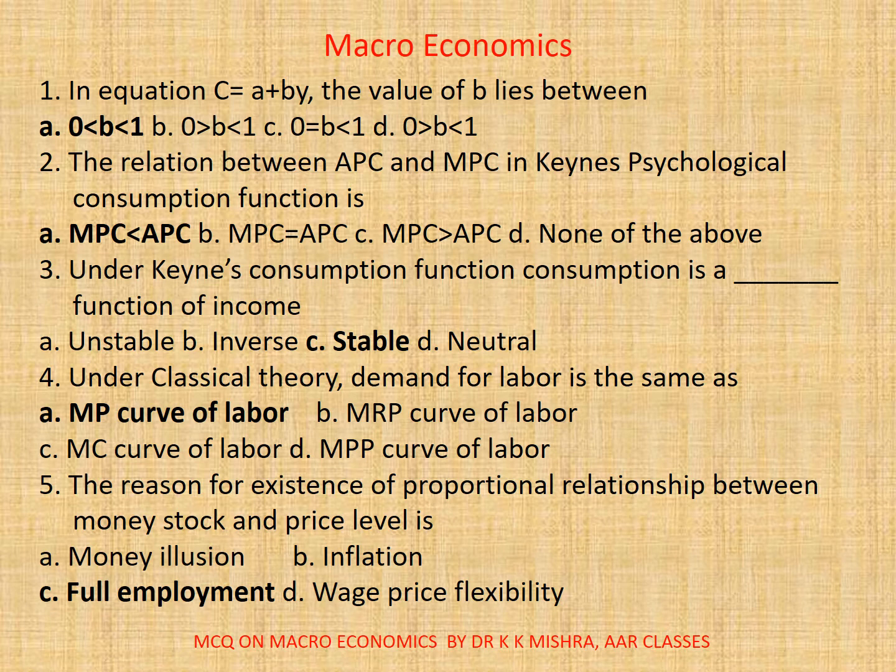4. Under classical theory, demand for labor is the same as: A. MP curve of labor, B. MRP curve of labor, C. MC curve of labor, or D. MPP curve of labor. The correct option is A. MP curve of labor.